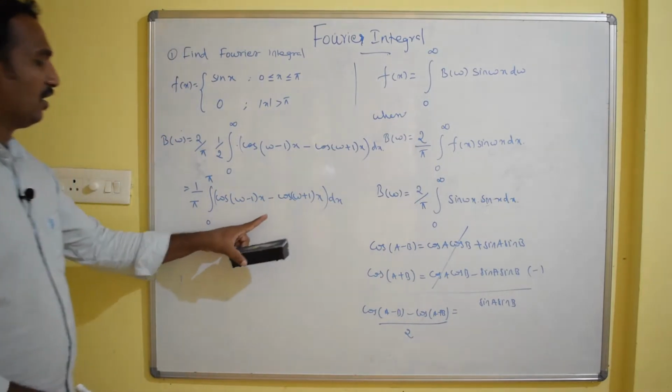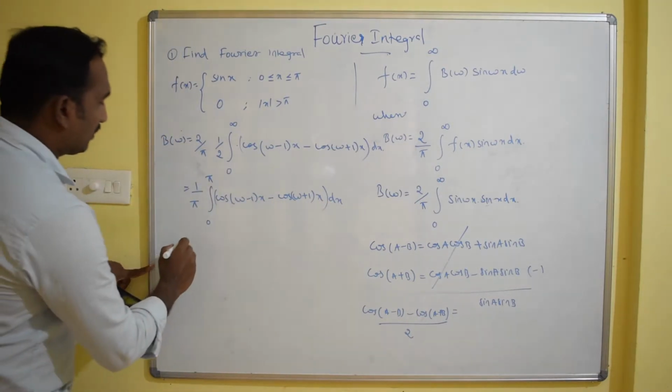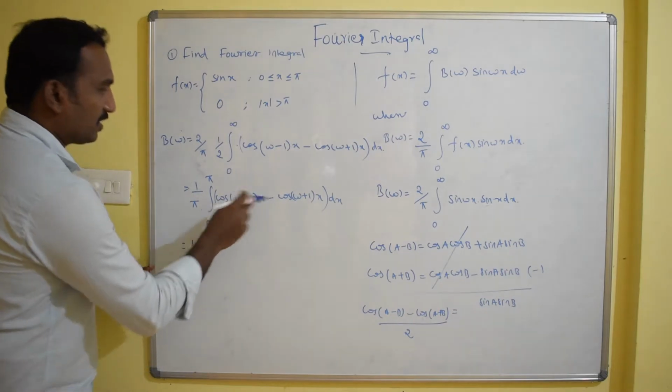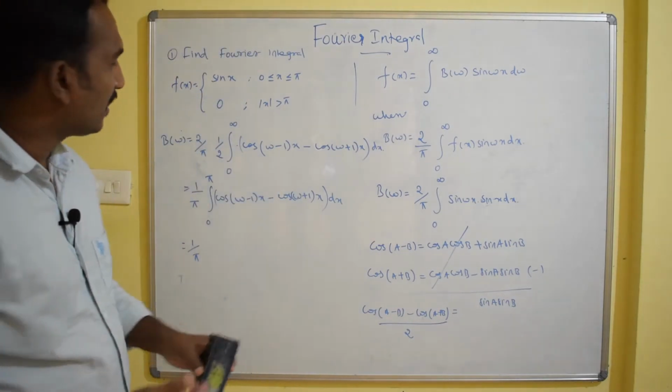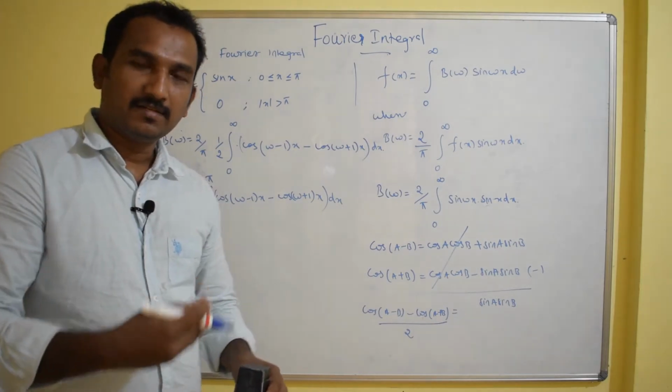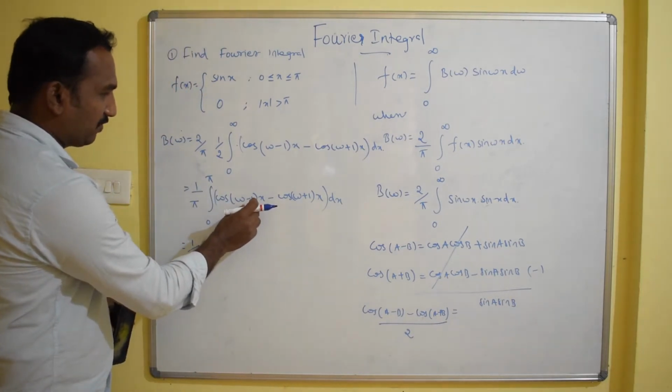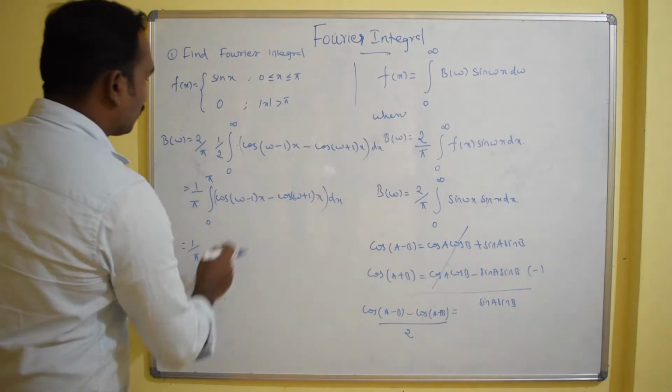Now we can do the integration directly here, that is 1 by pi. What is the integration of cos x? It will become sin x, right? Cos ax means sin ax divided by a. So in place of the constant we have omega minus 1.